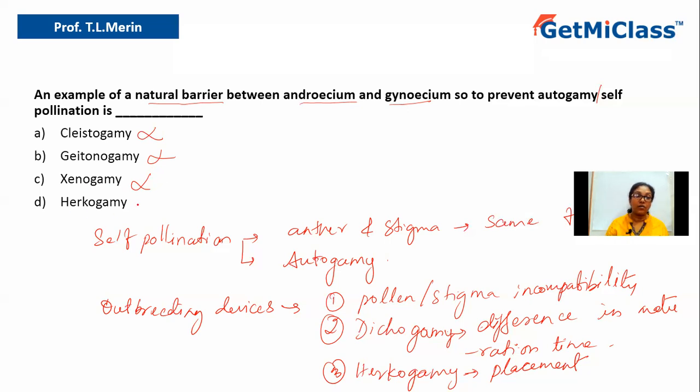So that is also ruled out. Herkogamy, yes, this is a mechanism which is followed naturally by certain plants, where the placement of the anther and the gynoecium is different, or it is placed in such a way that there is no self-pollination. I hope you understood the explanation. So let us finally conclude it. The answer is option D. So that is the answer.